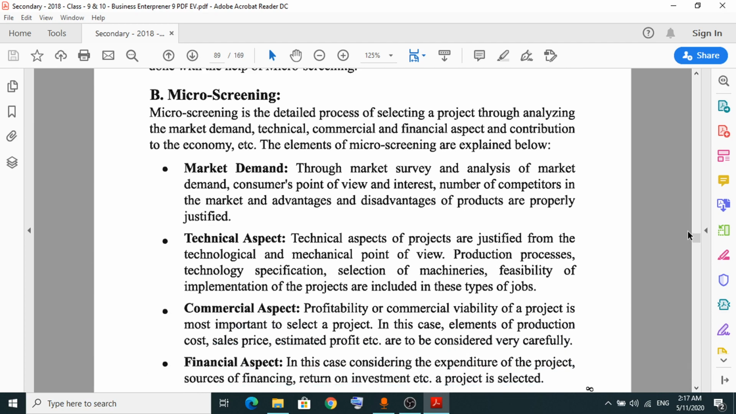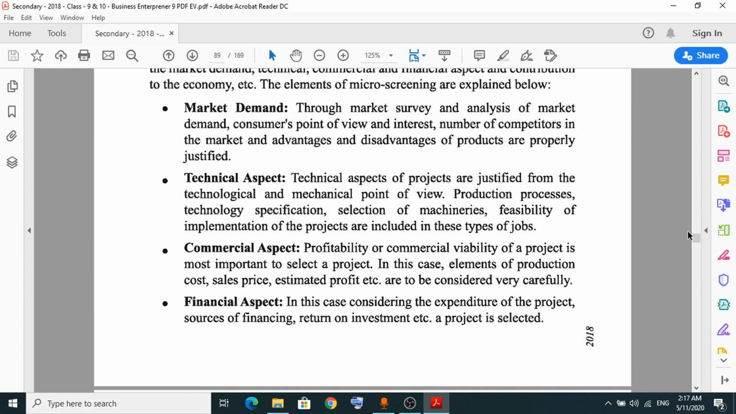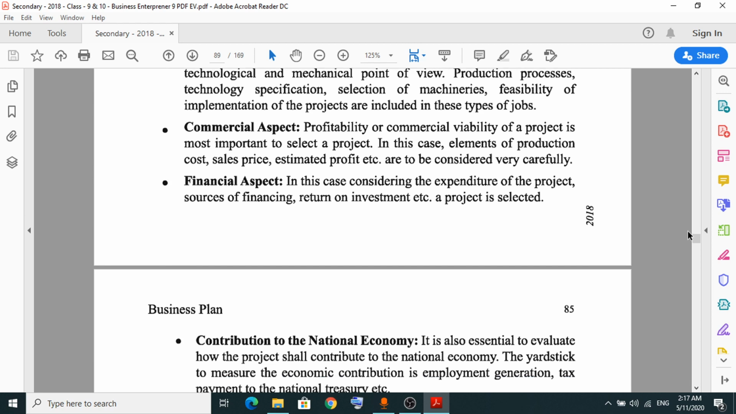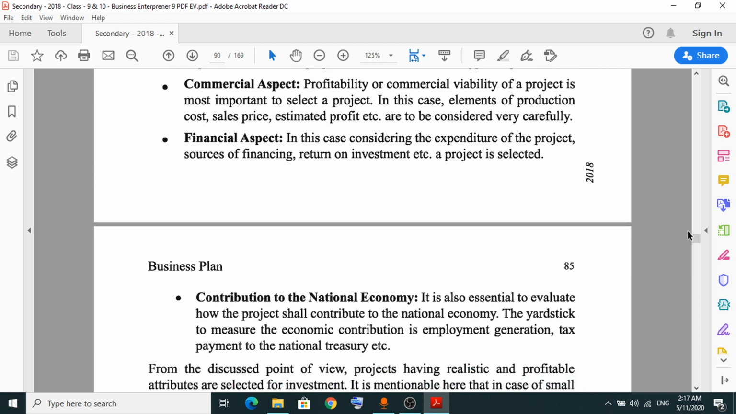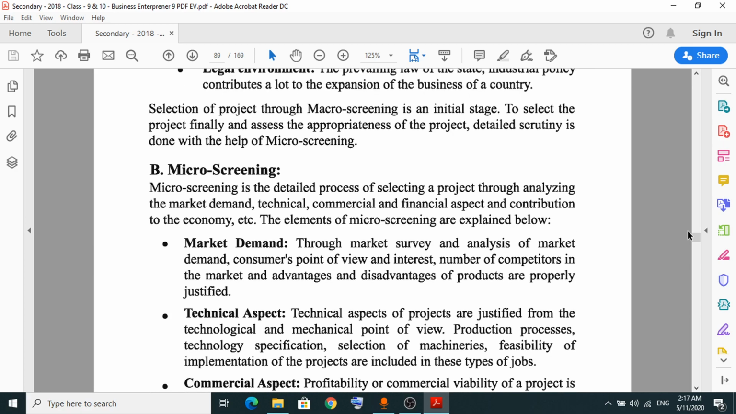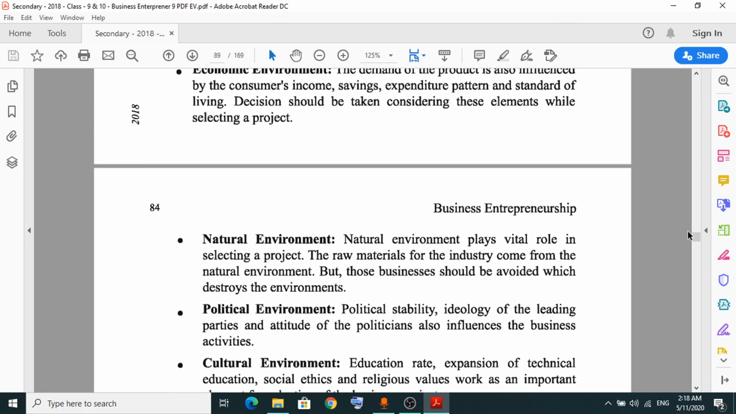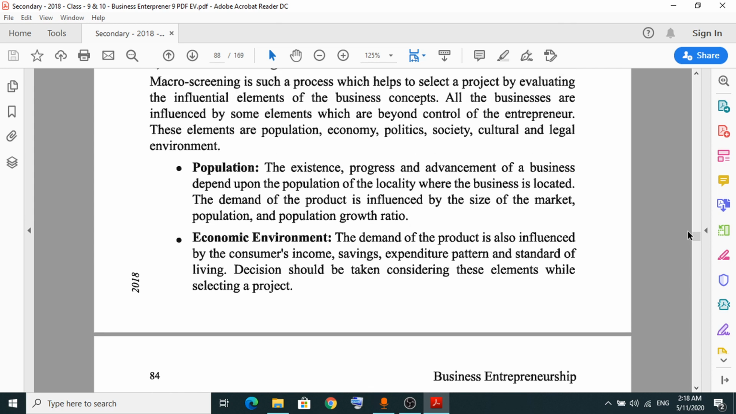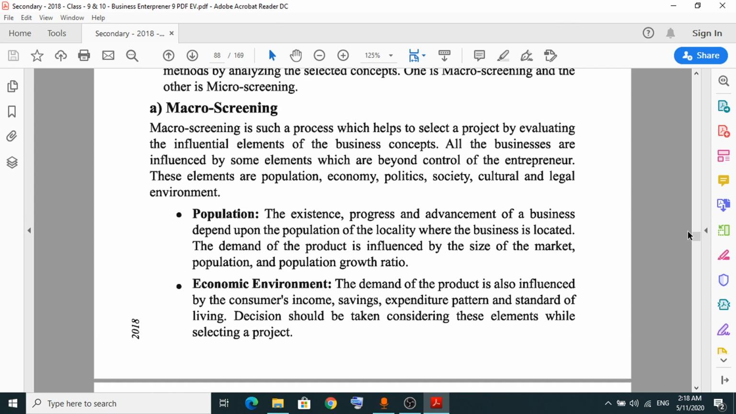This is the end of today. I'm going to discuss the rest of the chapter in the next class. Your homework is: what is a business plan, what is the importance of a business plan, and write down about the business plan process. These three things are your homework, and you have to write them down in your copy.